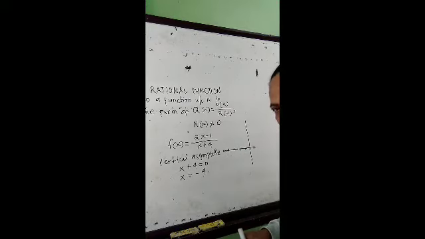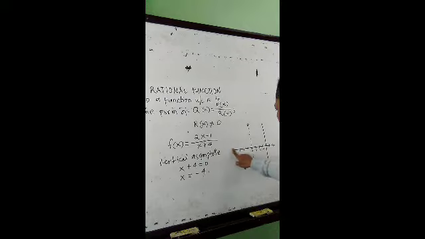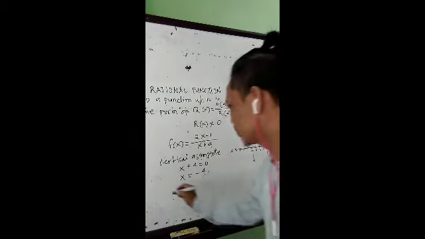Therefore, your vertical asymptote is located here: negative 1, negative 2, negative 3, negative 4. How about the horizontal asymptote?